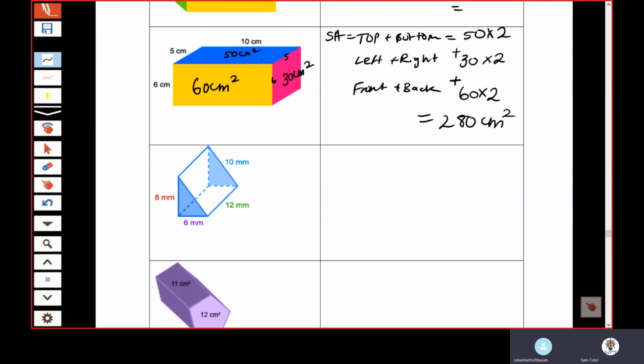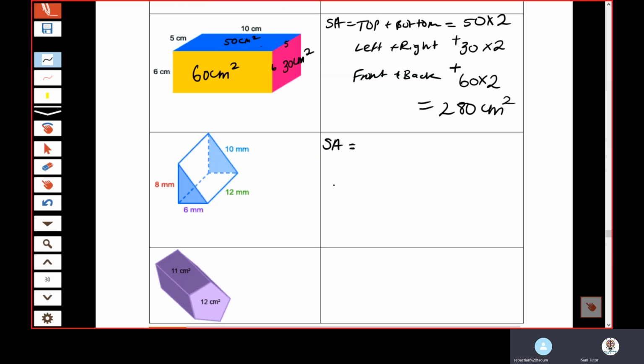Do you know how you get 280? All right. This one. Surface area.